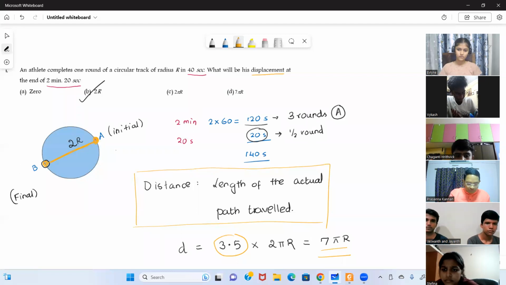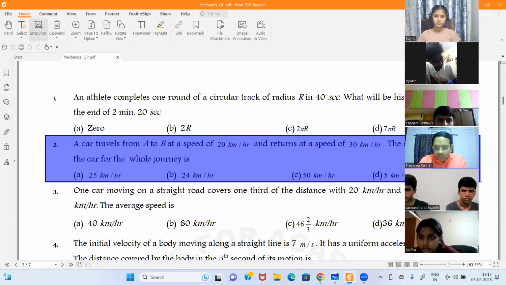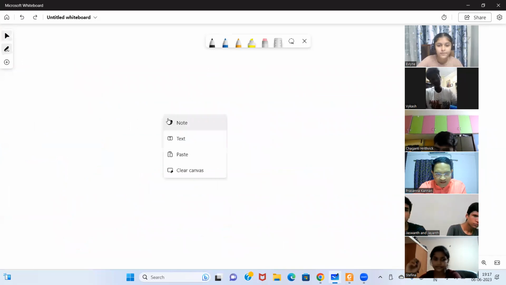Each round, the length of the path, what is the length of this path? 2 pi r. So it will be 2 pi r multiplied by 3.5, 7 pi r will be the answer if distance was asked. Clear, students? Can we move on? All right. Now we are going to move on to the next question, students.